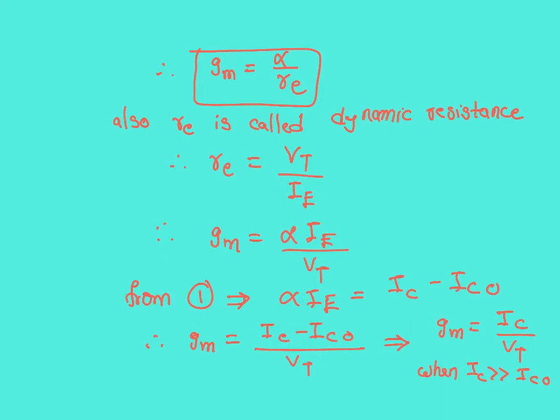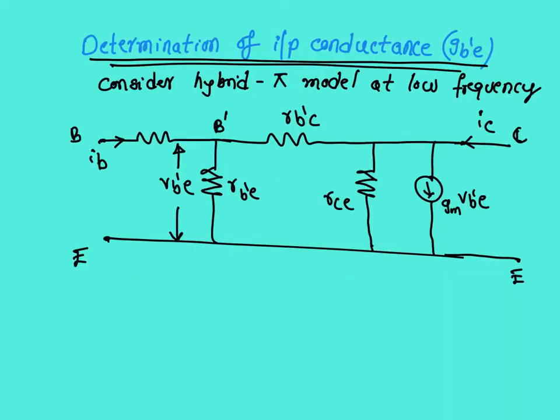So here from equation 1 we can write alpha is equal to IC minus IC naught by IE. Therefore GM is equal to IC minus IC naught by VT. So here GM can be written as IC by VT when IC is far greater than IC naught. That means the collector current is very much greater than IC naught. So this is the final expression for transconductance, GM is equal to IC by VT. Here IC is the collector current and VT is the thermal voltage.